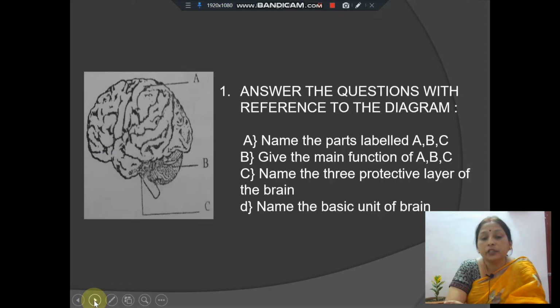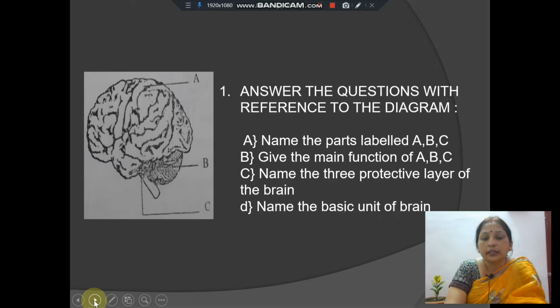B is cerebellum, which helps in body balance. C is pons varolii, which helps in coordination of the two cerebral hemispheres and relaying the messages. Name the three protective layers of the brain. The three protective layers of the brain are dura mater, arachnoid, and pia mater. Name the basic unit of brain. The basic unit of brain is neuron, and the basic unit of excretory system is nephron.